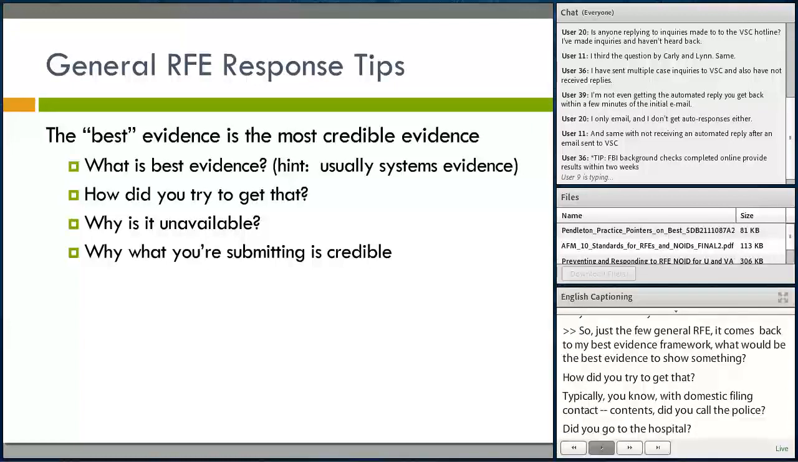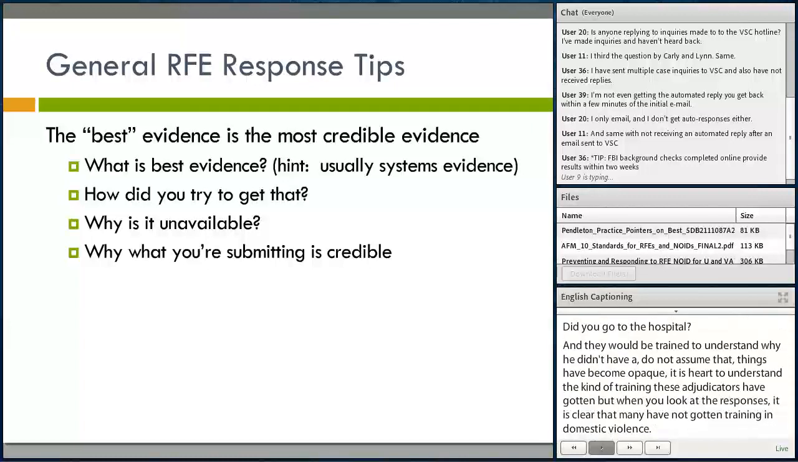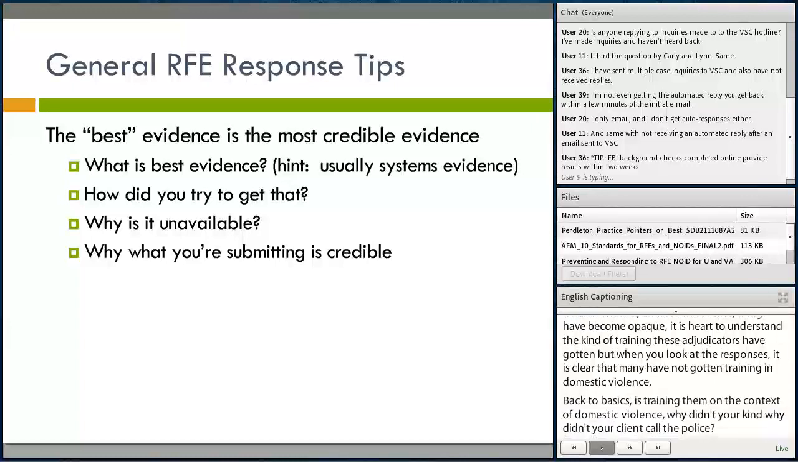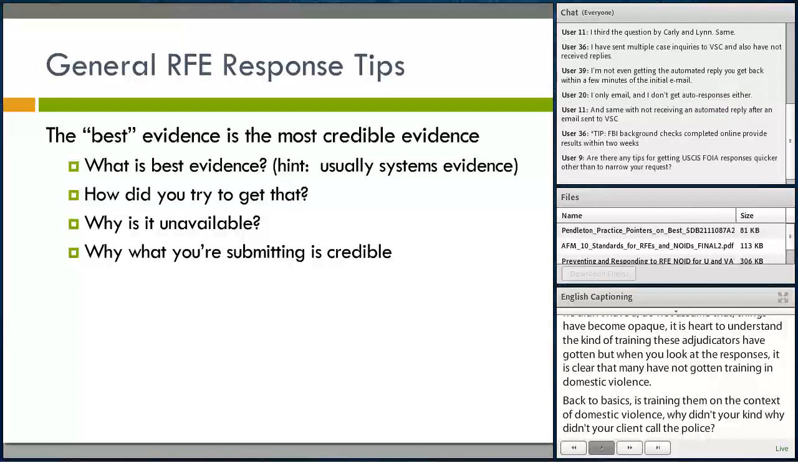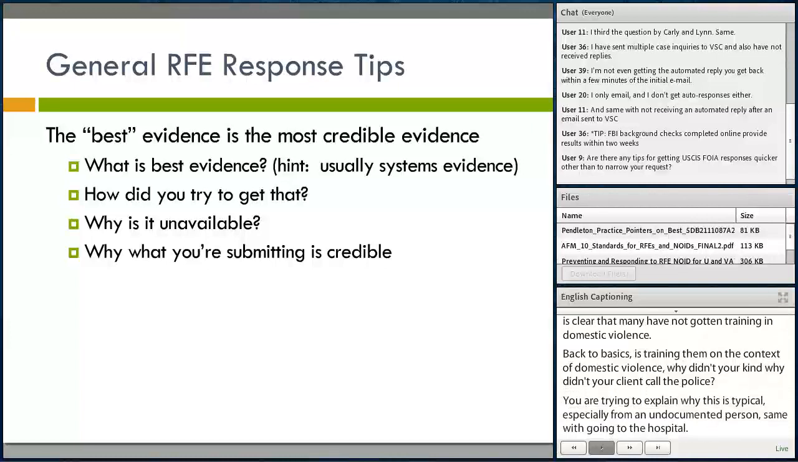Things have become very opaque, so it's a little hard to tell what kind of training many of these adjudicators have had, but I think if you look at their RFE responses, it's pretty clear a lot of them have not had much training in domestic violence. So you should assume part of your job, back to basics, is training them on the context of domestic violence. So why didn't your client call the police? Get your corroborating DV counselor to explain why this was typical, and especially for an undocumented person whose abuser is exercising power and control over them. Same with going to the hospital. Just go through the motions so that you don't have some ill-trained adjudicator coming back and asking these basic questions. And if she didn't try, then you don't have to explain how you tried to get it.